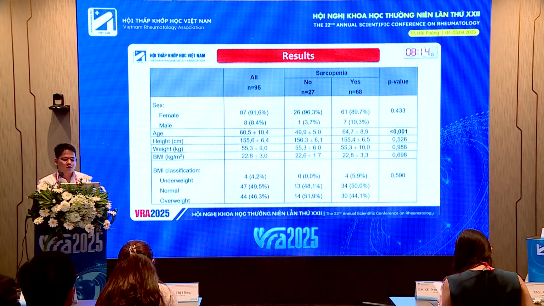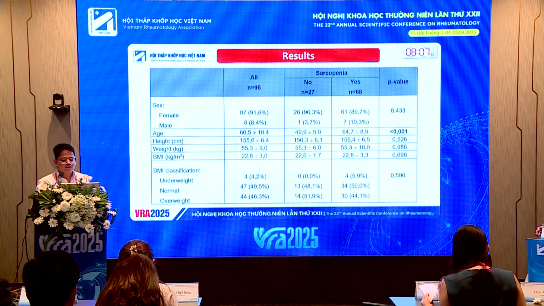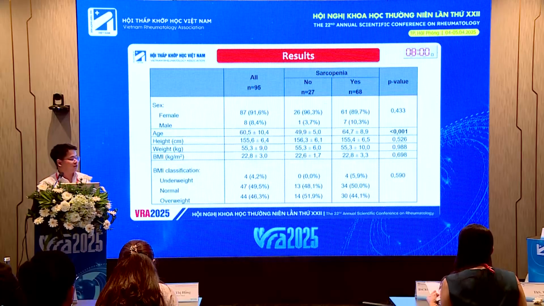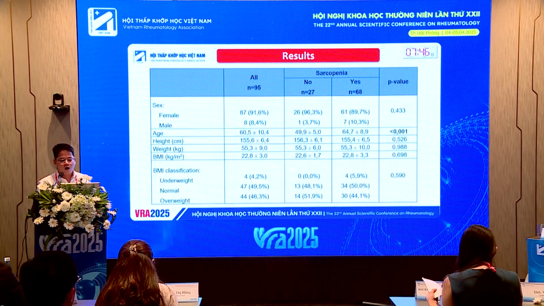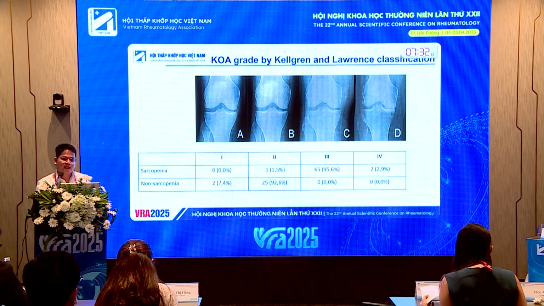About the results, our study included 95 patients, 87 females and 8 males. The descriptive clinical data for each group are summarized in the tables, and we see no difference in sex, height, weight, or body mass index between the sarcopenic and non-sarcopenic groups. The mean age of the sarcopenic group was higher than the non-sarcopenic group. In radiologic assessment, the sarcopenia group had more patients in severe stages than the non-sarcopenic group.